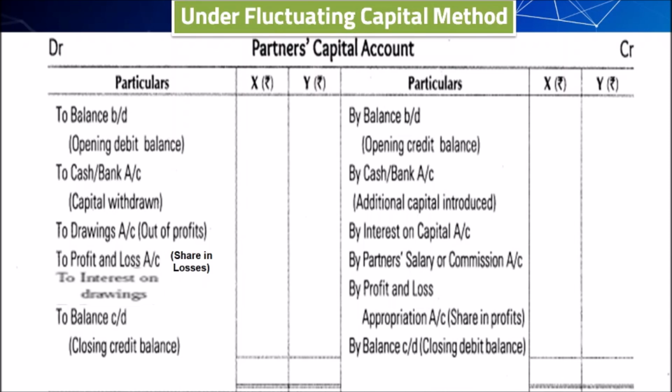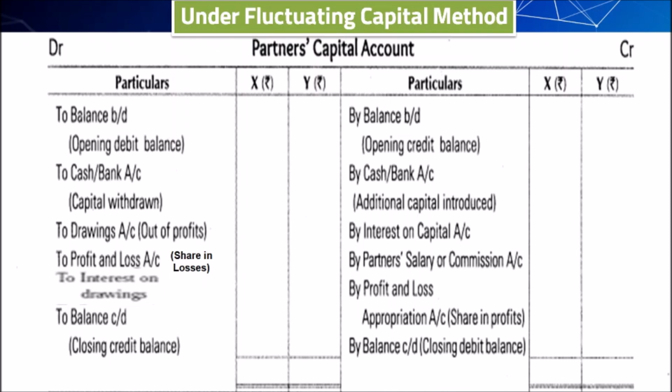As you know very well, only a single account is maintained here, that is the partners' capital account. We start from the credit side. As we know that this is a liability, so all the liabilities show the balance on the credit side. The opening balance will come here by the name of By Balance B/D. All right, then if partners add some more capital, that will be added here by cash or by bank.